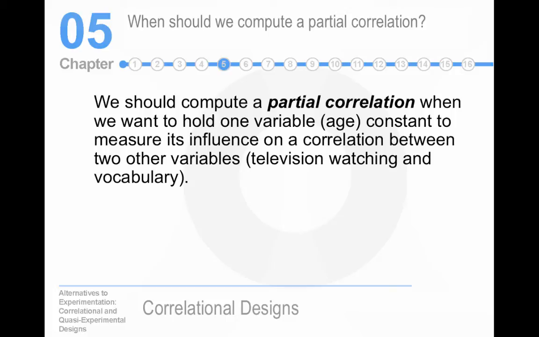You could compute a partial correlation when you want to hold one variable constant. So in our previous example, gender and smoking correlated with each other. It's complex, but maybe. Gender and education, again, maybe. Women have more college degrees than men, and so there does seem to be a correlation there.